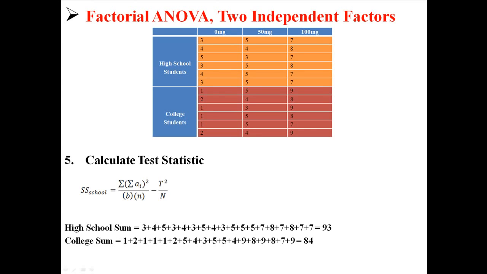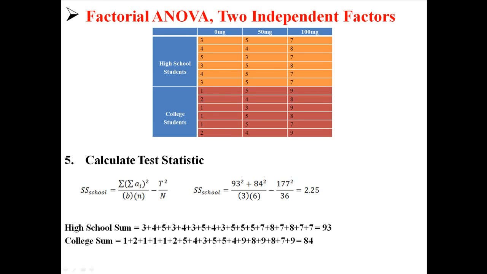The top part of the first fraction is saying the sum of all A sums squared. So that's what this looks like. Our A variable has 2 levels. We have A1, which is high school students, and A2, which is college students. So we need to find the sums of both of those conditions and then square those. And that's what goes on top. So you see we have 93 squared plus 84 squared. On the bottom we have B times N because there are 3 B groups. N is 6 because there are 6 people in each condition.